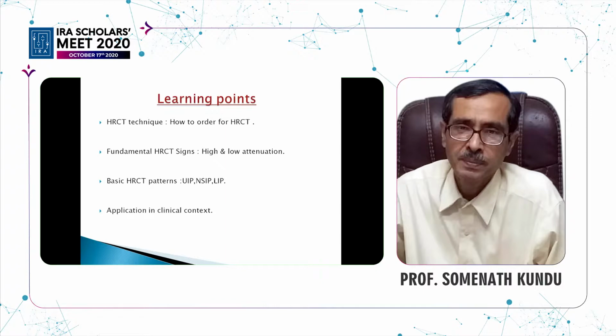So these are the 4 points which we highlighted at the beginning. We wanted to learn how to order for HRCT, the HRCT techniques, the fundamental HRCT signs, signs associated with high attenuation, signs associated with low attenuation, the basic HRCT patterns, and how the UIP, NSIP and the LIP look. What is typical UIP, what is probable UIP, what is fibrotic NSIP and what is cellular NSIP, and we tried to show in the clinical context, the clinical examples, how they look in the context of idiopathic pulmonary fibrosis, hypersensitivity pneumonitis, or CTD related ILD.